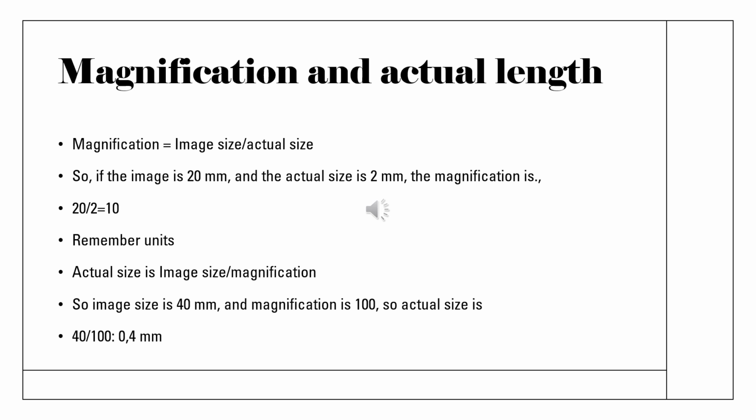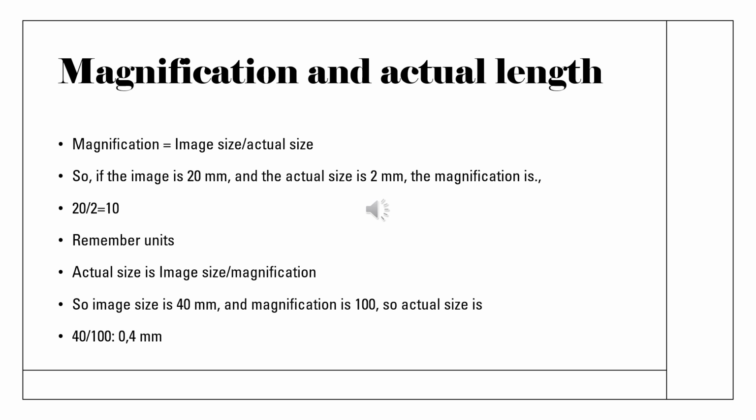So magnification is image size divided by the actual size. So if we have an image size where the size of a small shrimp is 20 millimeters, and we know the actual size is 2 millimeters, then the magnification is 20 divided by 2. It is a factor 10 magnification. Always make sure that both the image and the actual size are in the same unit, otherwise you are in trouble.